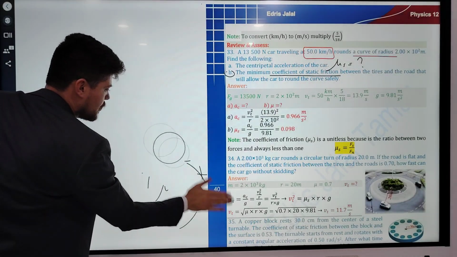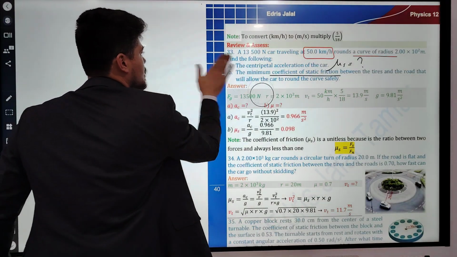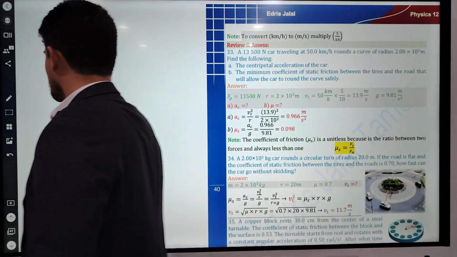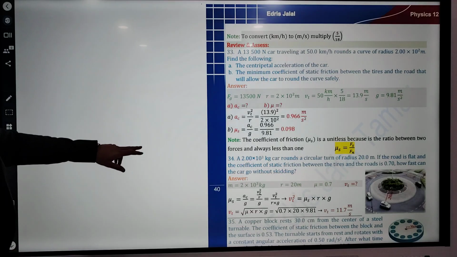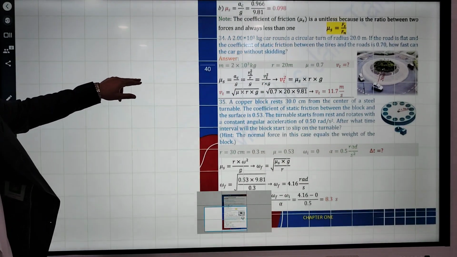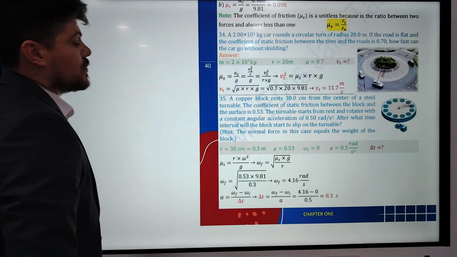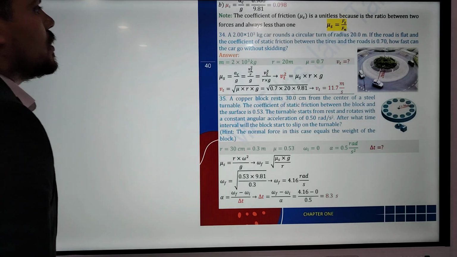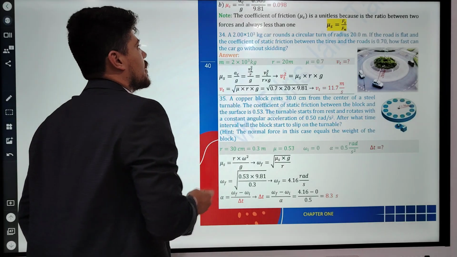All the questions are already solved in this pamphlet, in this book. But I would like to solve all the questions one by one, to show you the steps of how to solve questions in physics. It is very important to solve the questions very precisely. The coefficient of friction is unitless, as I mentioned.